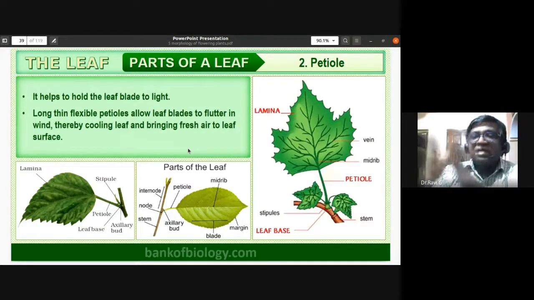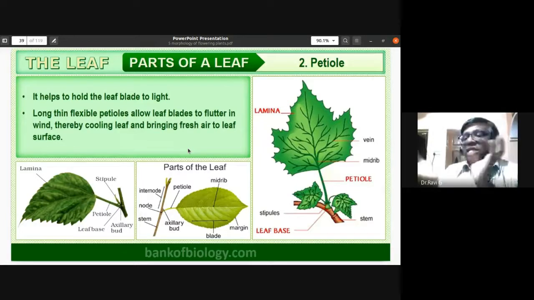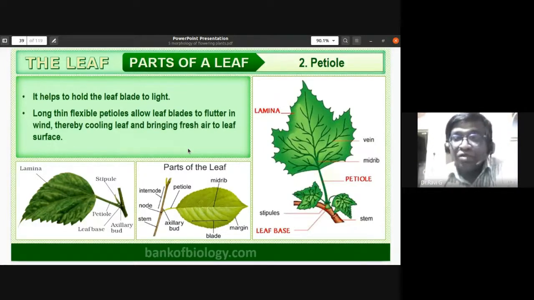Okay, so the long, thin, flexible petioles, their function is it allows the leaf blades to flutter in the wind, thereby cooling the leaf and bringing fresh air to the leaf surface. That is the role of the petiole.